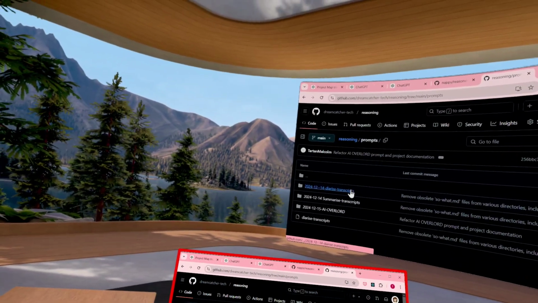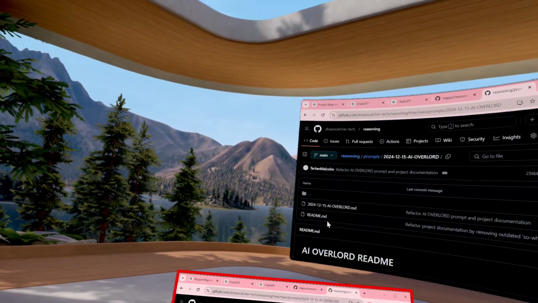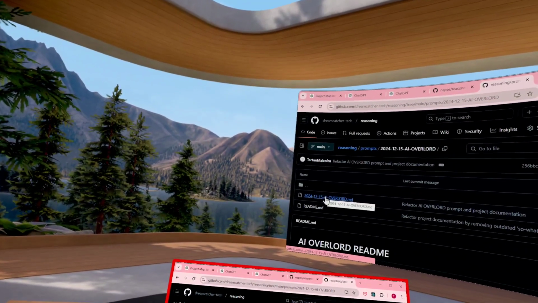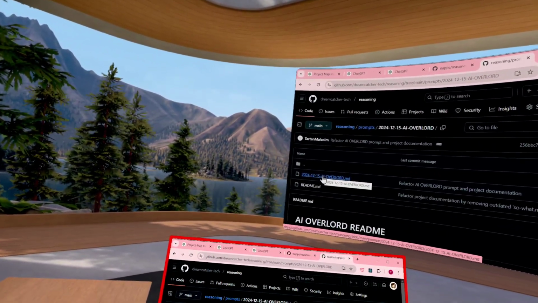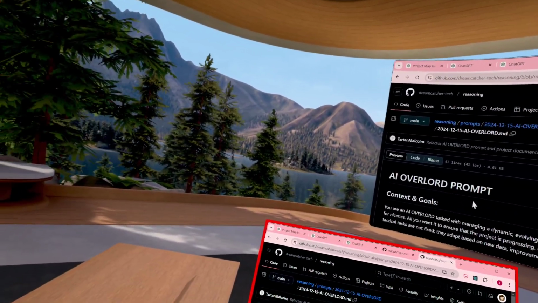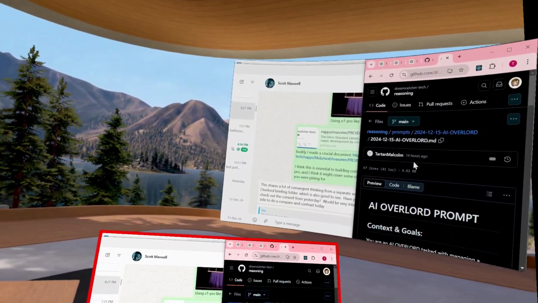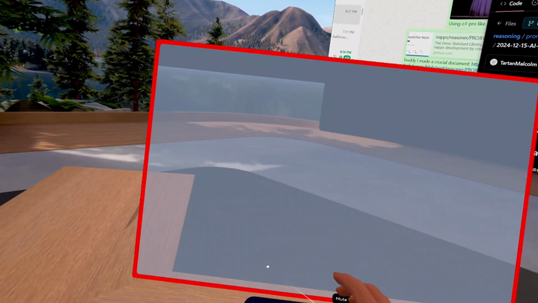Which one? AI Overlord, and then the MD itself. So if we can get those side by side, let's do a compare and contrast, because your thinking is remarkably similar to my thinking.